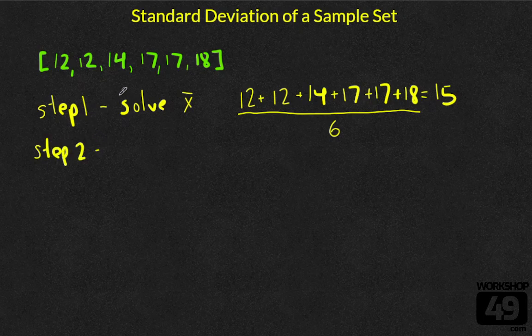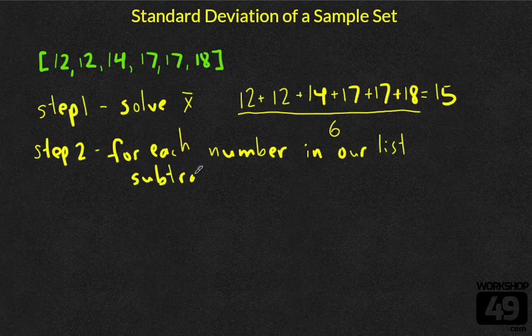Once we have our mean, so the average of this list, that's 15, our step 2, we are actually going to do something so that for each number in our list, so that's this original list right up here, subtract the mean. And what this is going to do is tell you how high above the mean you are, or how much low below the mean you are. And we end up with something like this.